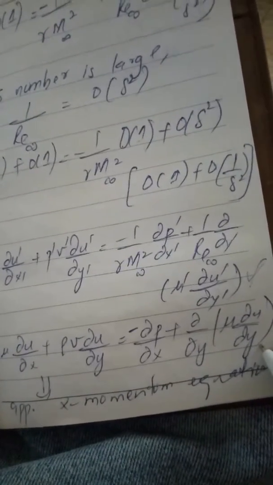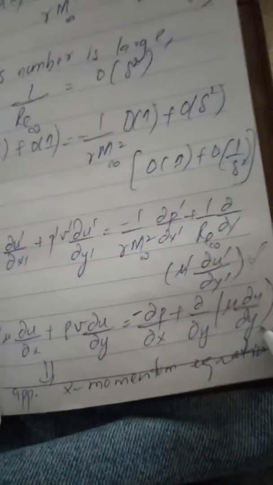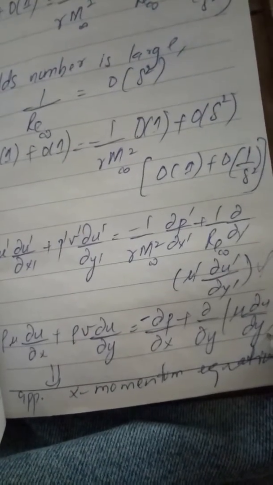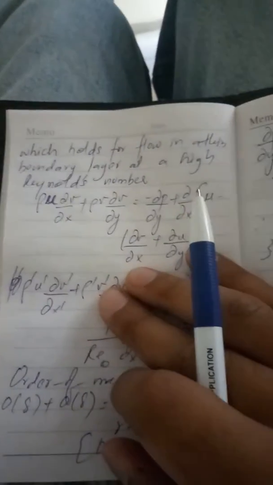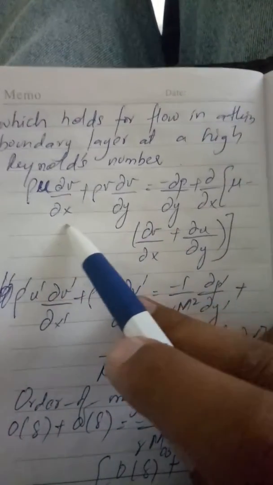So again this would be the form, and when we approximate it again with respect to x, where x tends to 0, that has taken us to this equation, which is approximately the x momentum equation. It holds for flow in a thin boundary layer at high Rayleigh numbers, which is obviously understandable. And then we have taken this.